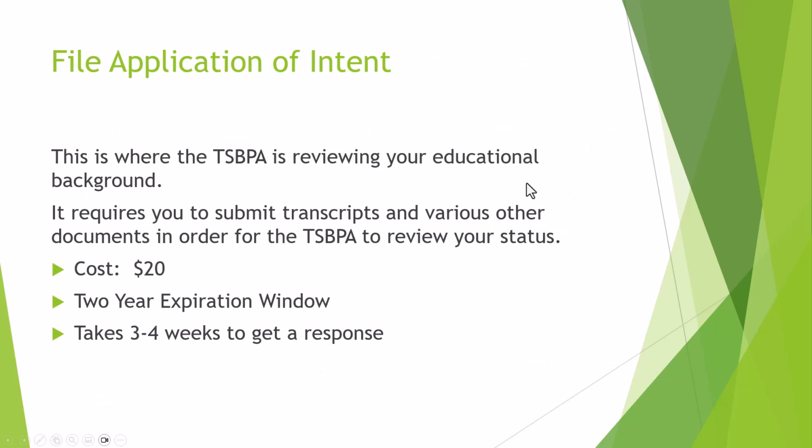So let's get started. Let's talk about filing your application of intent. This is the starting point where the Texas State Board reviews your educational background. As part of filling out this application, you submit not only your transcripts from all universities and colleges attended, but a few other documents as well. You'll pay the State Board $20, and they will go through and review whether or not you are eligible to start taking the exam. Now, this process generally results in what we call a deficiency letter because not everybody is eligible right away. That is totally fine.